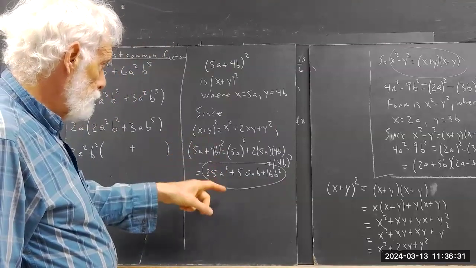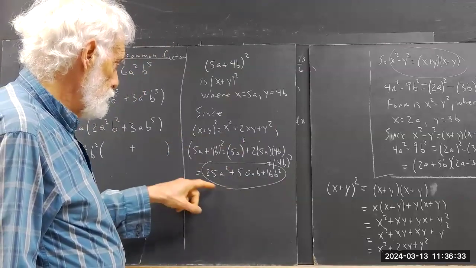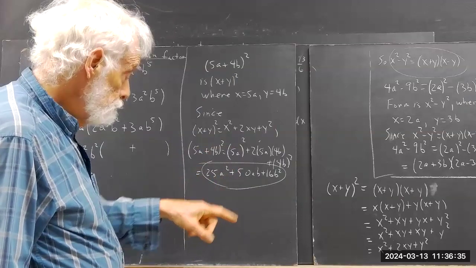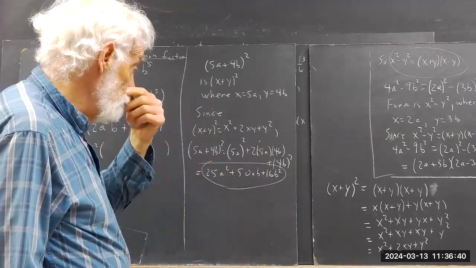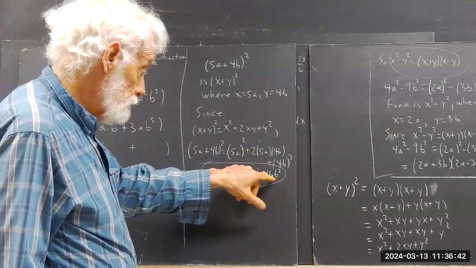And then we can expand these. 5a quantity squared is 25a squared. 2 times 5a times 4b is 40ab. And the square of 4b is 16b squared.